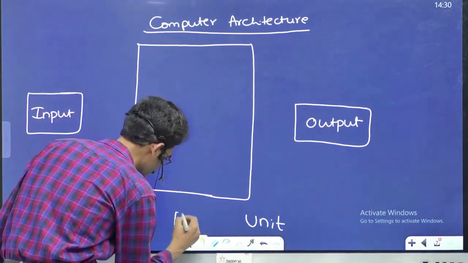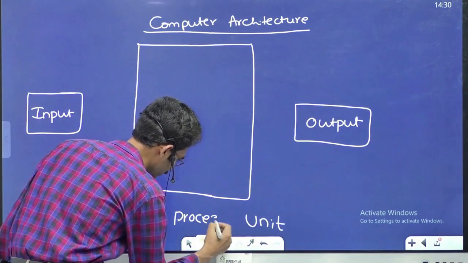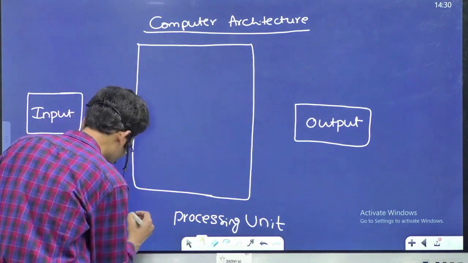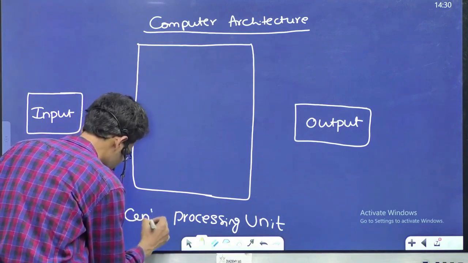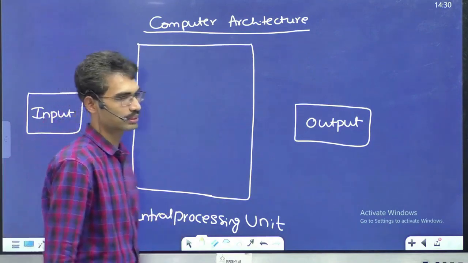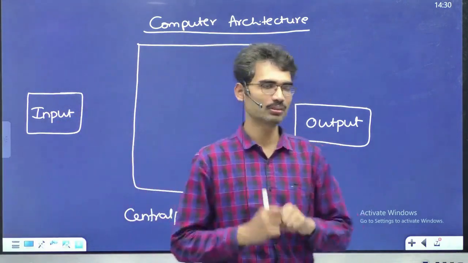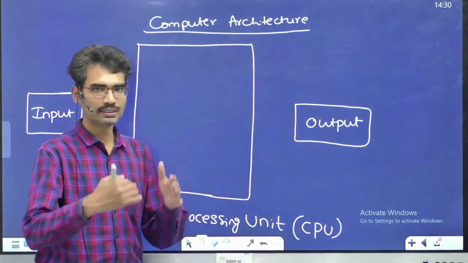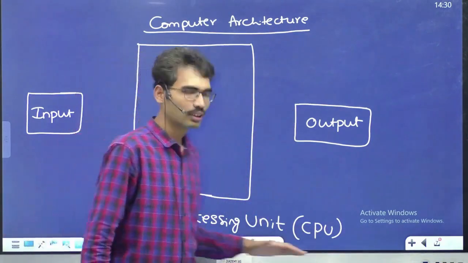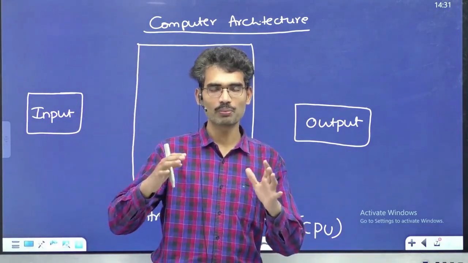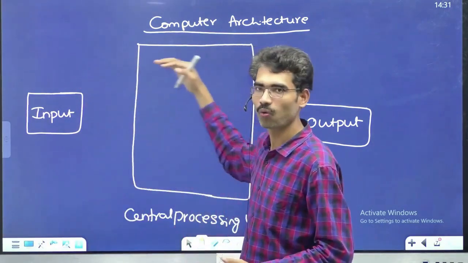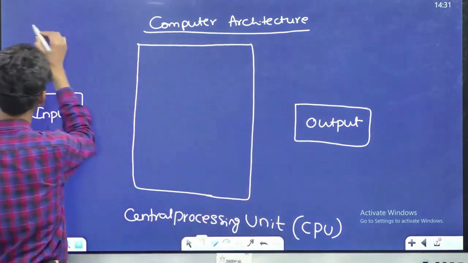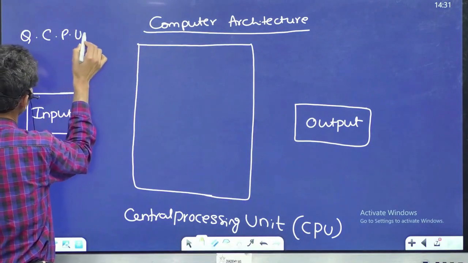This unit is important for processing, and it is the crux, the core of the computer: central processing unit. In simple terms, we call it CPU, central processing unit. This itself is a question. What do you mean by CPU? What does CPU stand for? Simple question. So the question can be, CPU stands for.